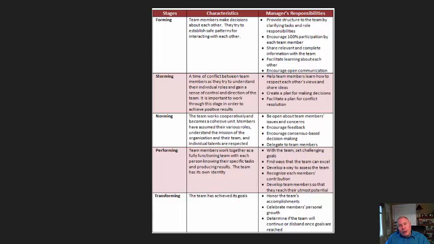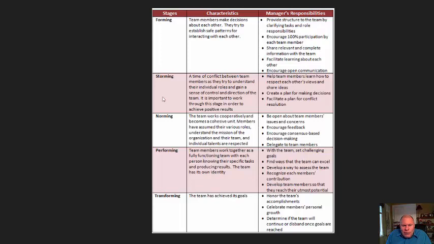So at this time, I'm trying to encourage the team to form. I'm then going to move on to storming. This is when conflict comes in. This is okay that you may not feel that you're in any sense of control or direction. You need to work through this stage. I have seen teams who've gotten into storming and they couldn't get beyond it. What's the role of the manager or leader in that case? Help team members learn how to respect each other. Create a plan for making decisions. Facilitating a plan for conflict resolution. We're going to talk about that too, so you have an idea of what we're talking about.